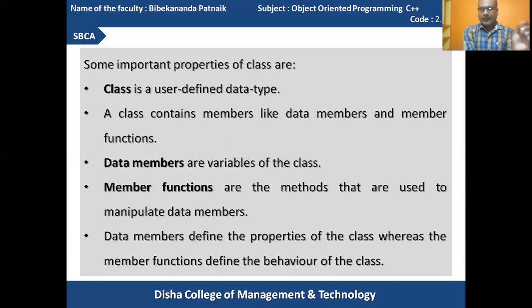So basically some important properties of classes are: first, a class is a user-defined data type. Second, a class contains members, like data members as well as member functions. Everything defined inside a class is called a member of that class, or you can say a property of that class.